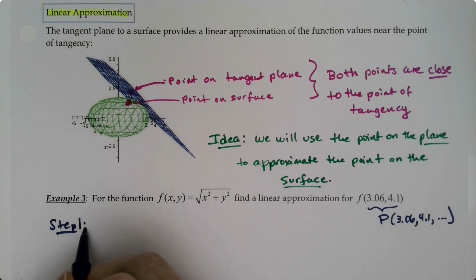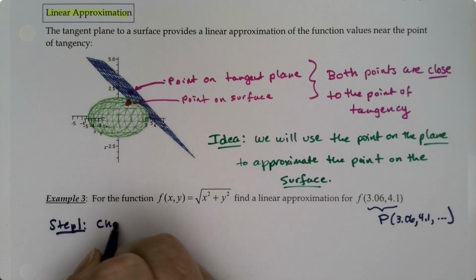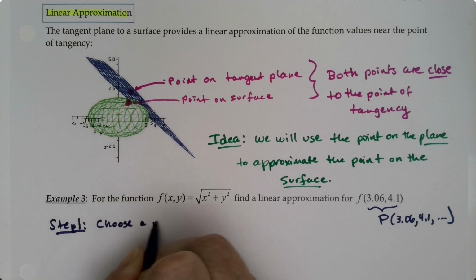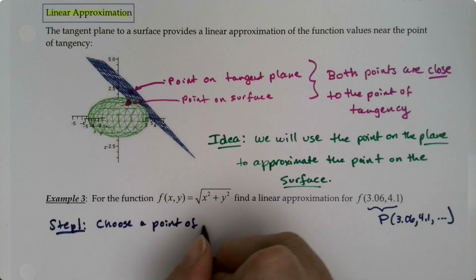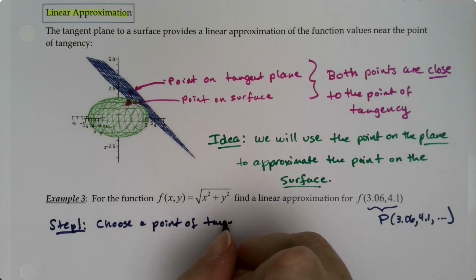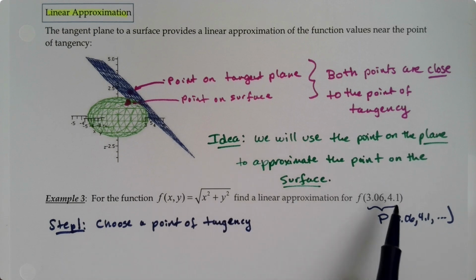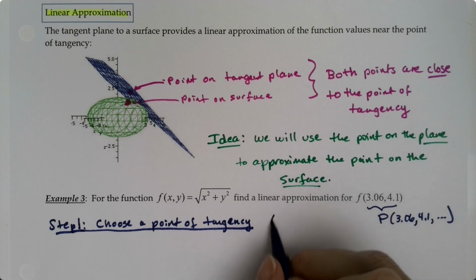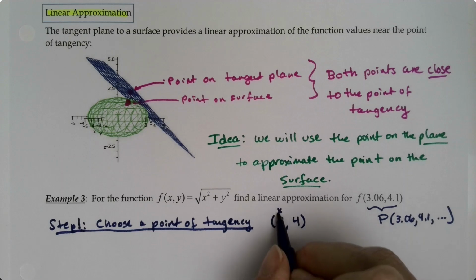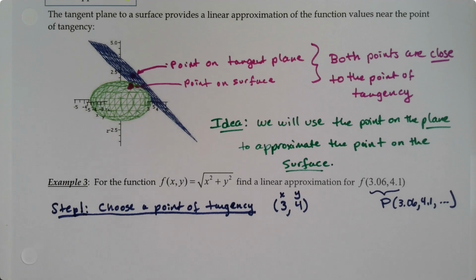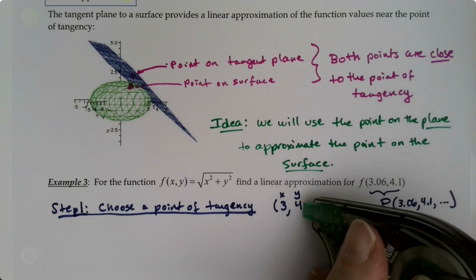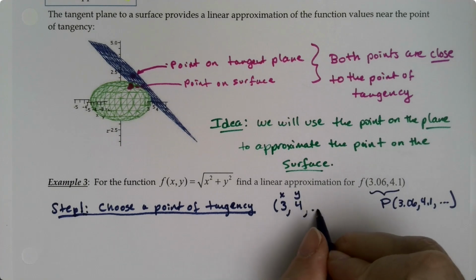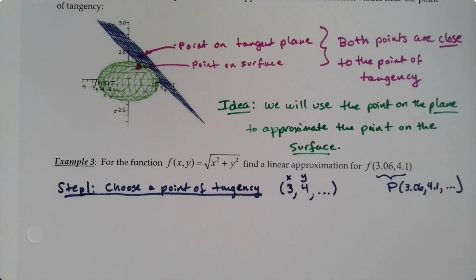So our step one will be to choose a point of tangency, a point that is close to that point that we're looking for, which I think is pretty obvious for this case. It's going to be 3, 4. So that's what we're going to choose, 3, 4 for x and y. And technically there's some z component to it, but we don't know what the z is. That's kind of what we're dealing with. So it's 3, 4, something, if you will. But it's the 3, 4 part that matters.